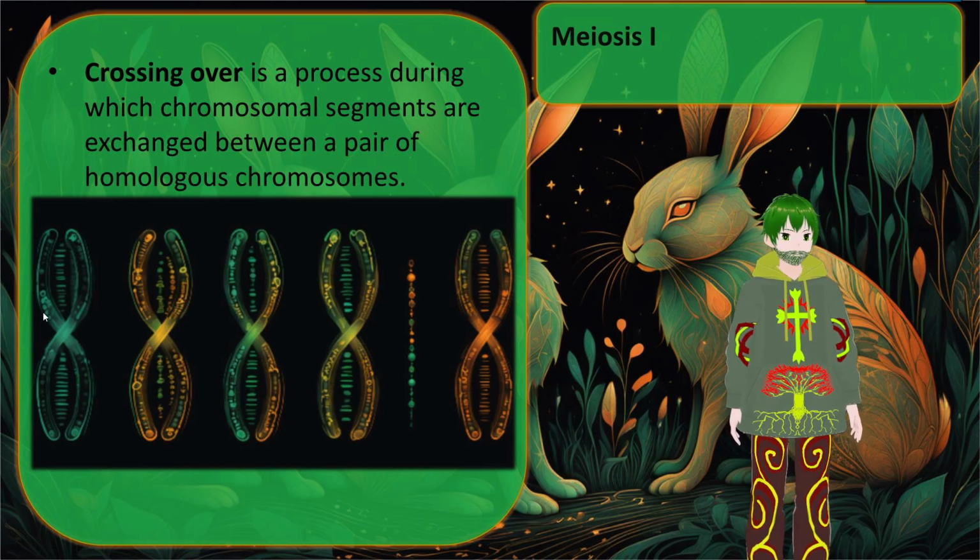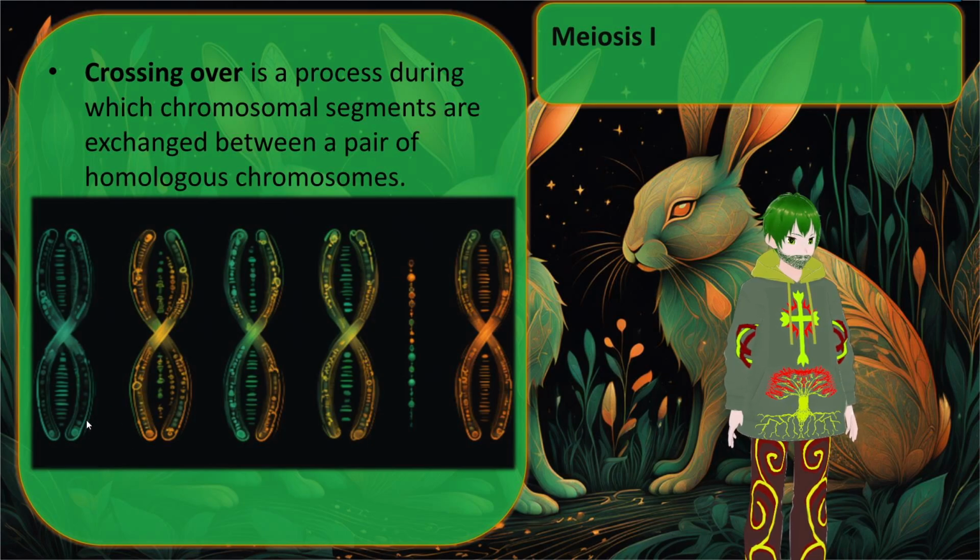And if you look at this, what would happen is if you have these two chromosomes here, a protein scaffold forms between the chromosomes, and genetic information from the same gene or allele will get swapped. And again, that winds up creating brand new chromosomes.